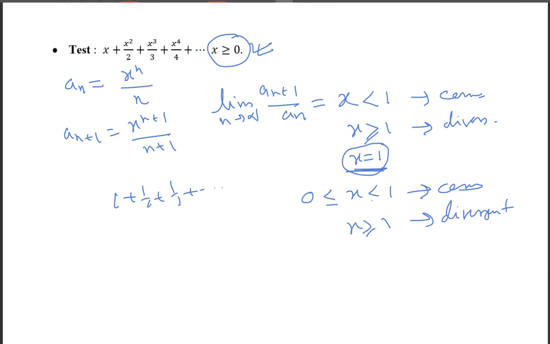If Raabe's test also fails, and you are able to do it with some other test like the comparison test or Cauchy's root test, which we will discuss, then you can try. Otherwise, if all tests fail, you just write down no conclusion.